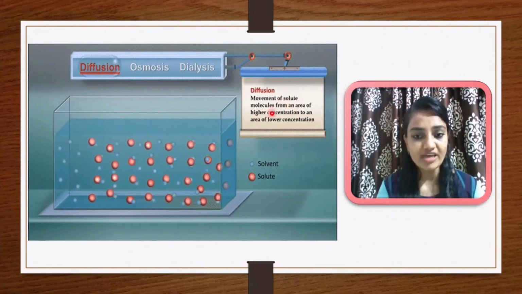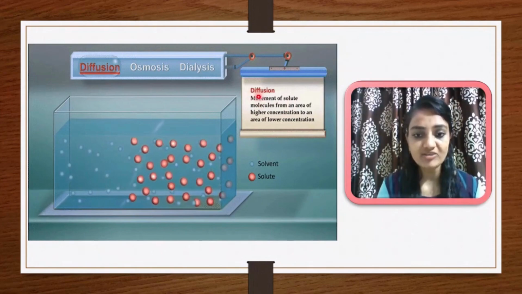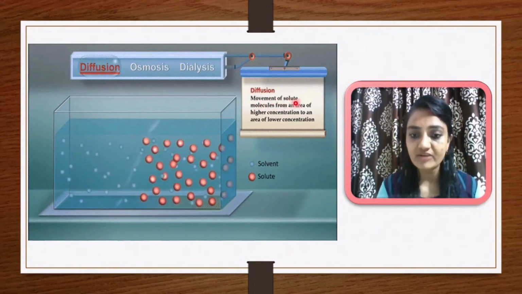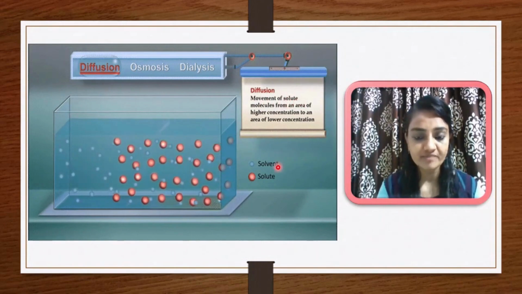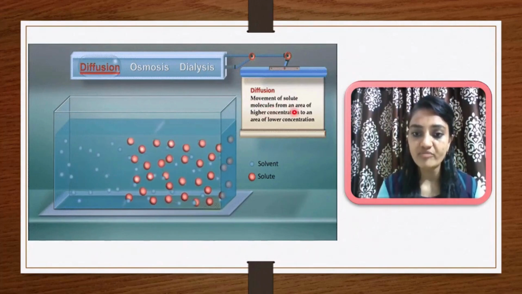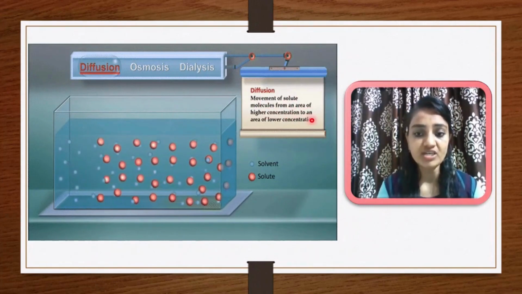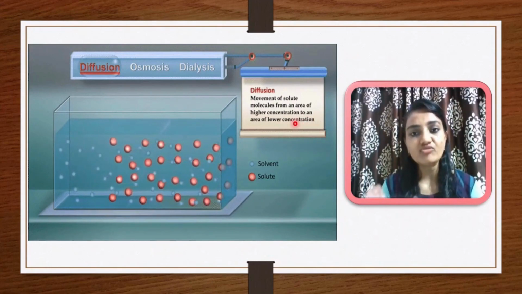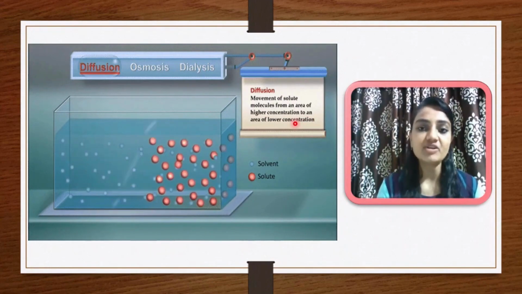Okay, let me repeat, what is osmosis? Osmosis is the movement of a solvent. You just have to replace this word with the solvent. Osmosis is the movement of a solvent molecule from an area of higher concentration to a lower concentration. So if you want to explain the movement of water, at that time you have to use the terminology osmosis.